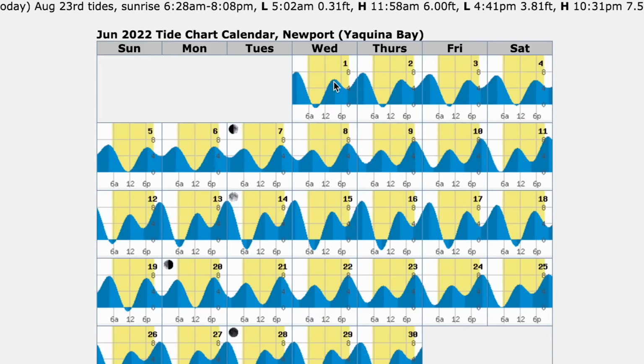And the next high tide is not quite as high. It's only between 4 and 8 feet. There's a low tide that's not really that low at all. And then another high tide, another low tide, another high, another low.